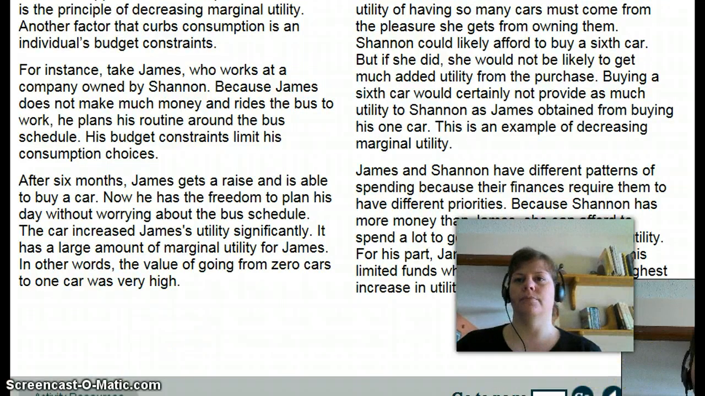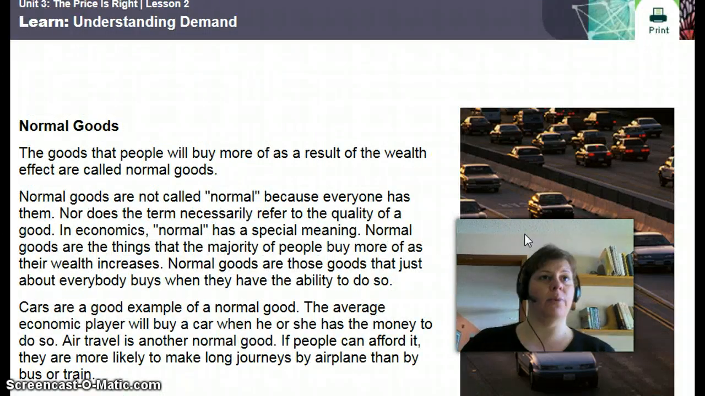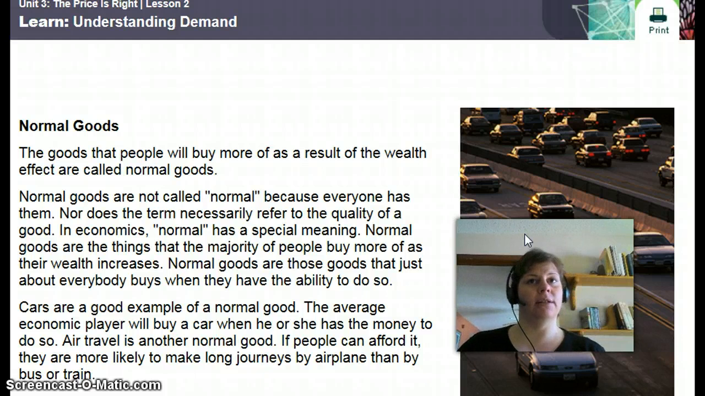Normal goods. The goods that people will buy more of as a result of the wealth effect are called normal goods. Normal goods are not called normal because everyone has them, nor does the term necessarily refer to the quality of a good. In economics, normal has a special meaning. Normal goods are the things that the majority of people buy more of as their wealth increases. Normal goods are those goods that just about everybody buys when they have the ability to do so.